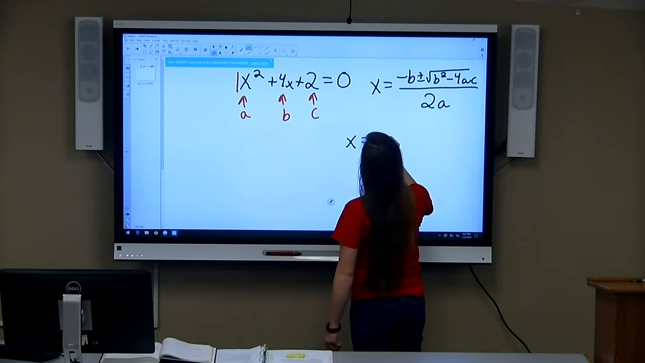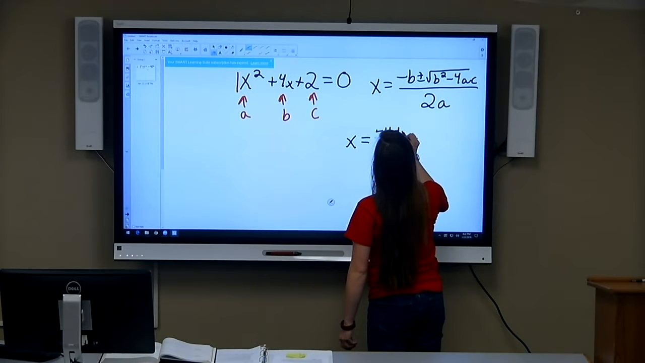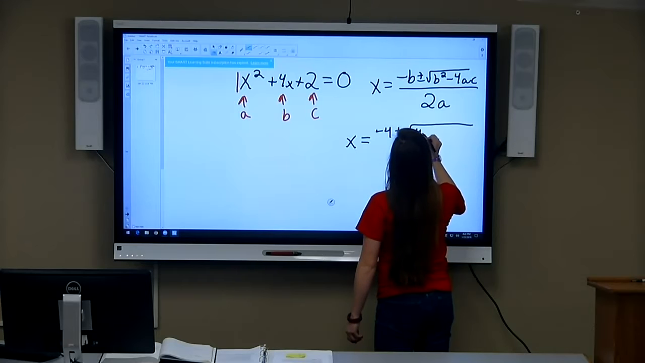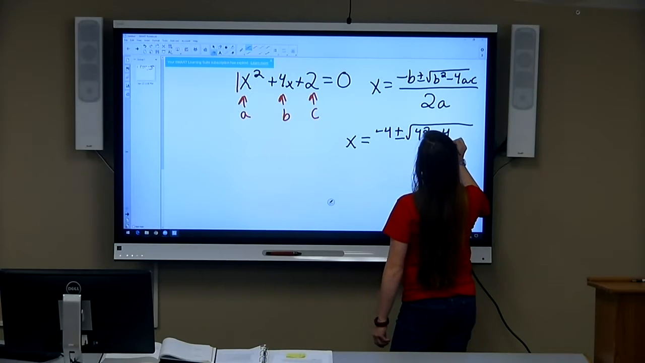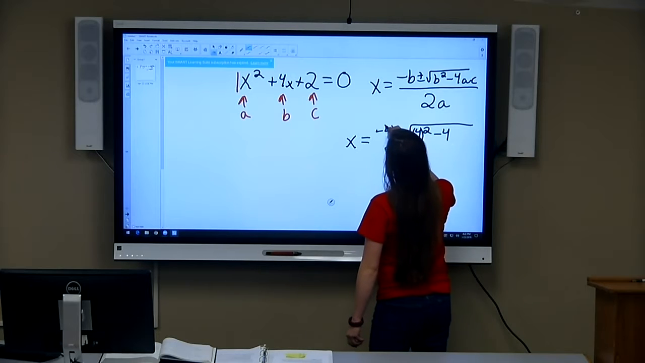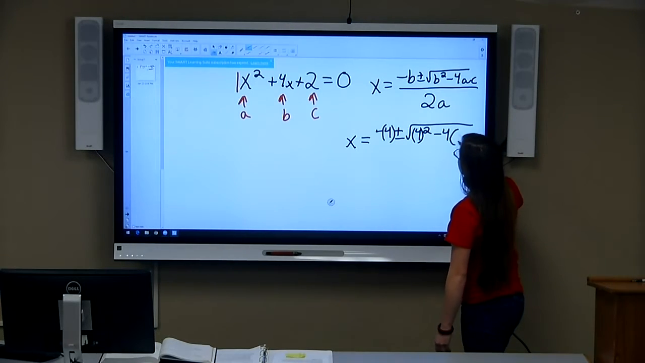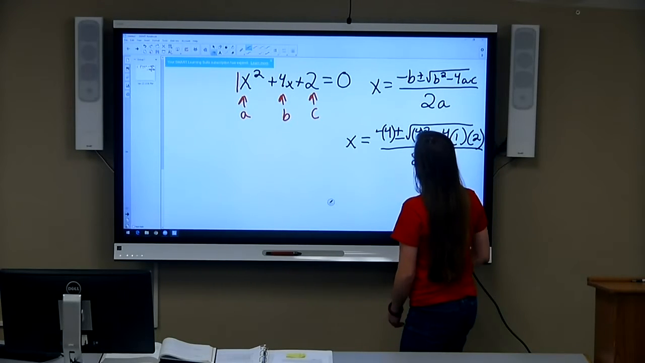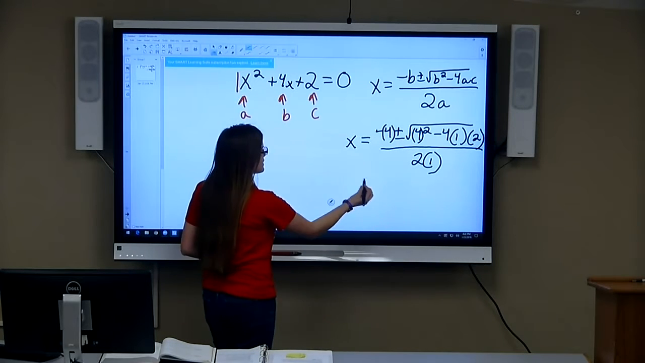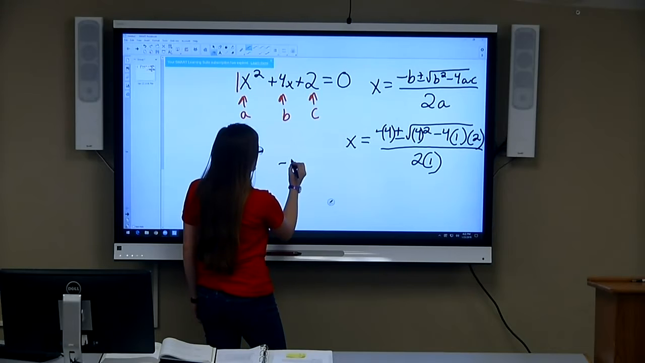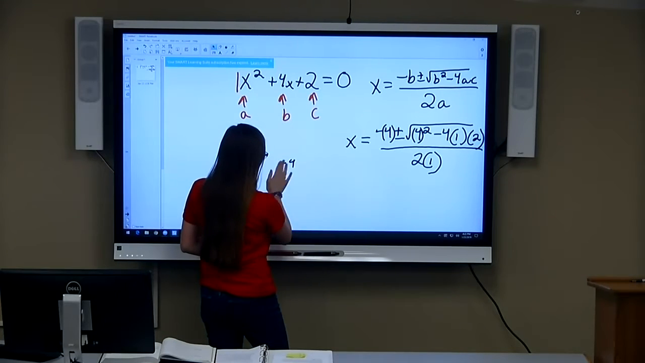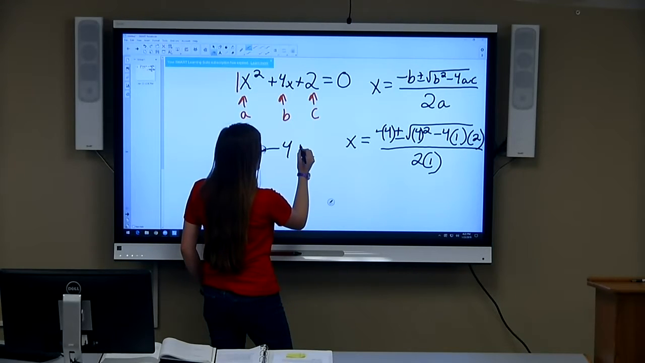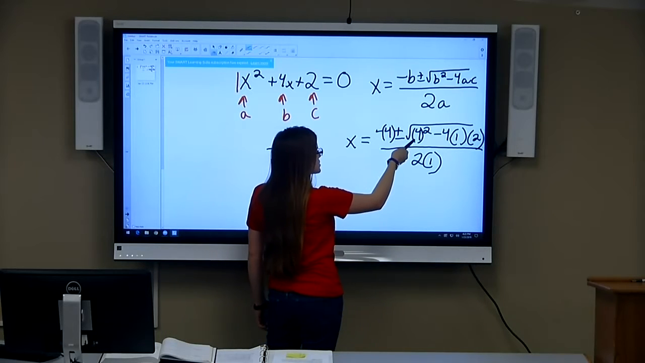x equals -4 plus or minus the square root of 4 squared minus 4 times 1 times 2, all over 2 times 1. And when you work that out, you're going to get minus, and then 4 times 4 is 16.